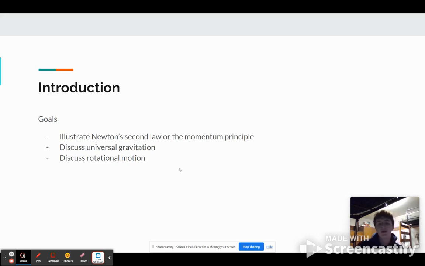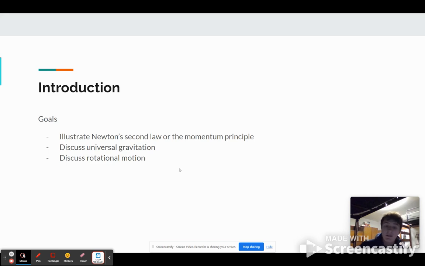Some goals of this: first is to demonstrate Newton's second law, or the momentum principle. This is applied to pretty much all of our labs and probably will continue to do so, because Newton's second law applies to anything that changes direction or speed when it moves, which is just about everything in the world.